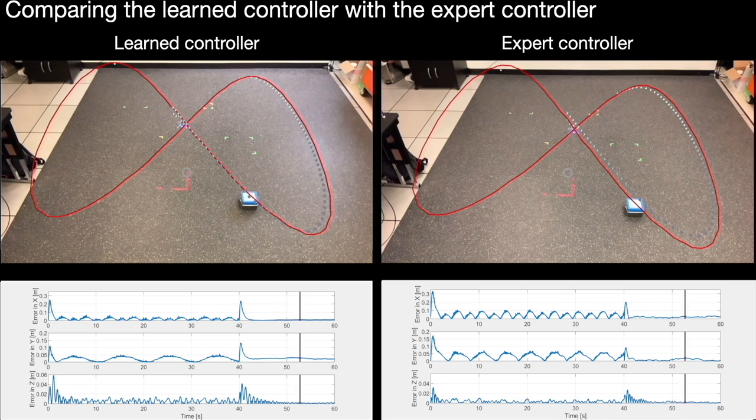Overall, we believe that the performances of the expert controller and the learned controller to this arbitrary task are sufficiently close to each other, notwithstanding the fact that the learned controller was trained using data from a completely different task.